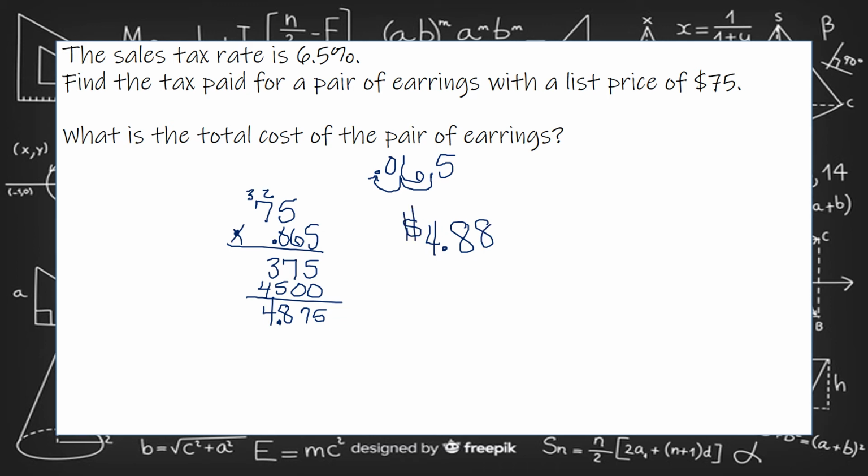Okay, so what is the total cost of the pair of earrings? We've got the tax. That is $4.88. And then the earrings originally cost $75, so we can add that up and get $79.88.